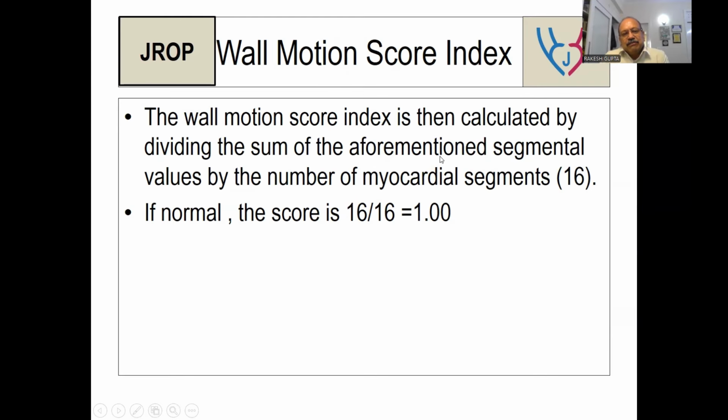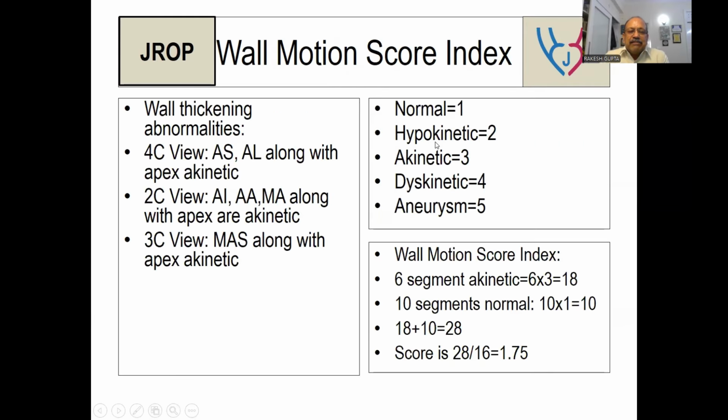Before I go further, we need to look at what the wall motion score index is. We give one number to normokinetic segments, two to hypokinetic segments, three to akinetic segments, four to dyskinetic segments, and five points to an aneurysm. Now, I've seen an example for LAD. In the four-chamber view, apical septum and apical lateral, along with the apex, so two segments. Two-chamber view, apical inferior, apical anterior, mid-anterior. There are three segments. Then three-chamber view, mid-anterior septum, along with the apex.